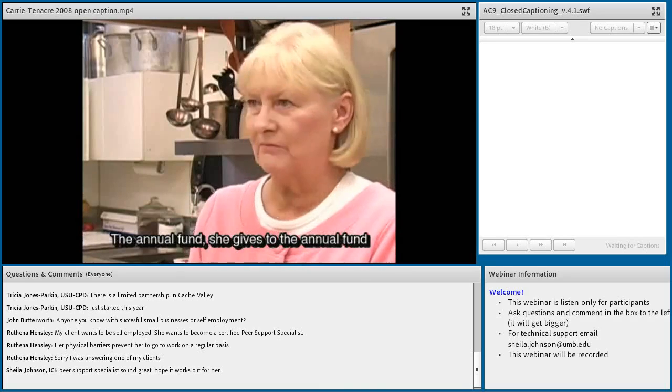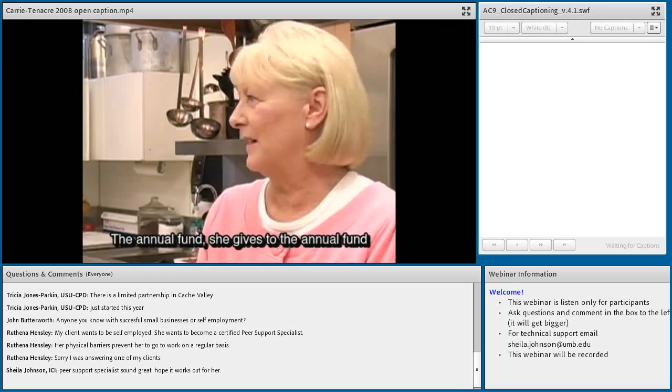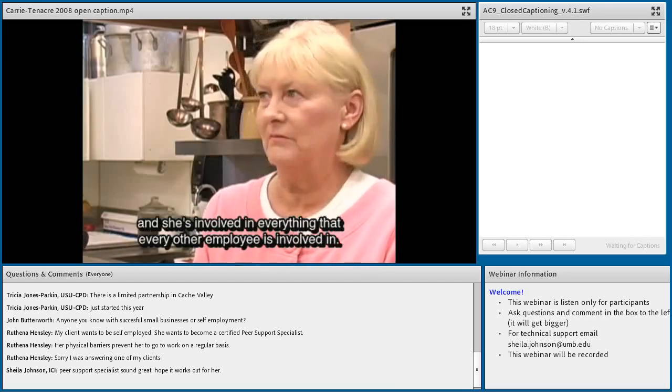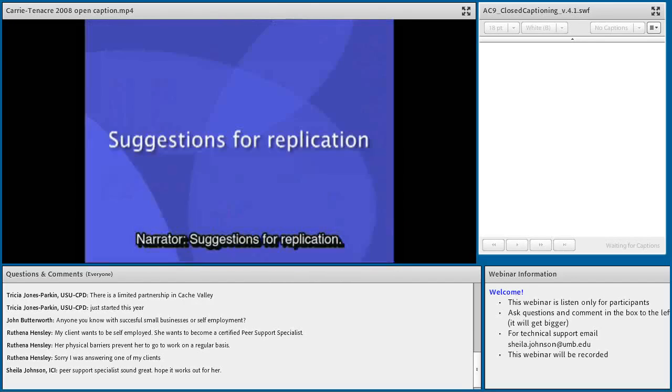The annual fund, she gives to the annual fund, and she's involved in everything that every other employee is.